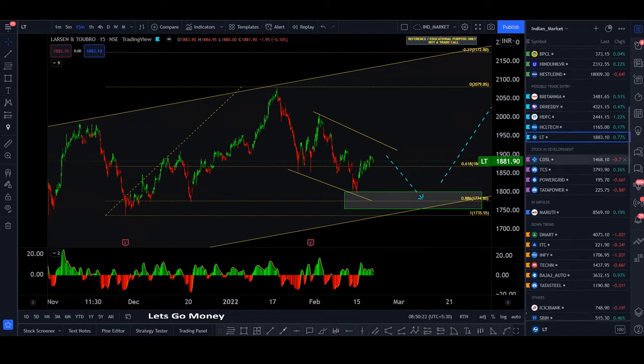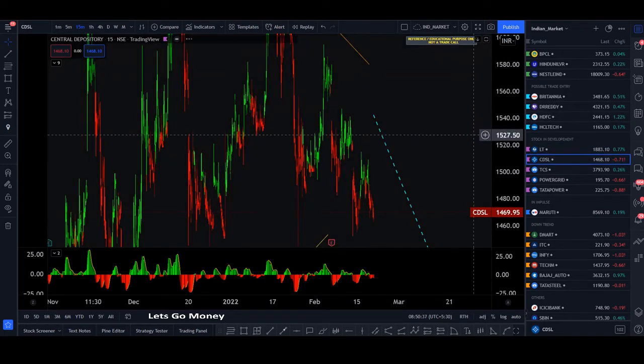So moving on to stocks in development. These are trades which are possible, but again, L&T, I don't see a trade right now. It is still in sideways. I think this is the early setup. So let me move this down, and let's go to CDSL.